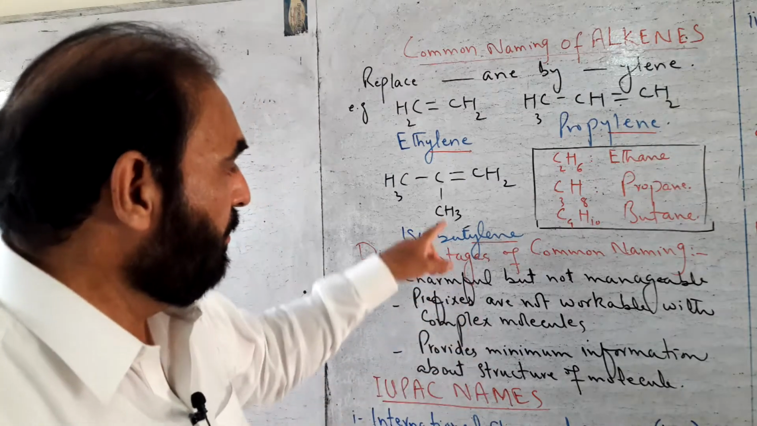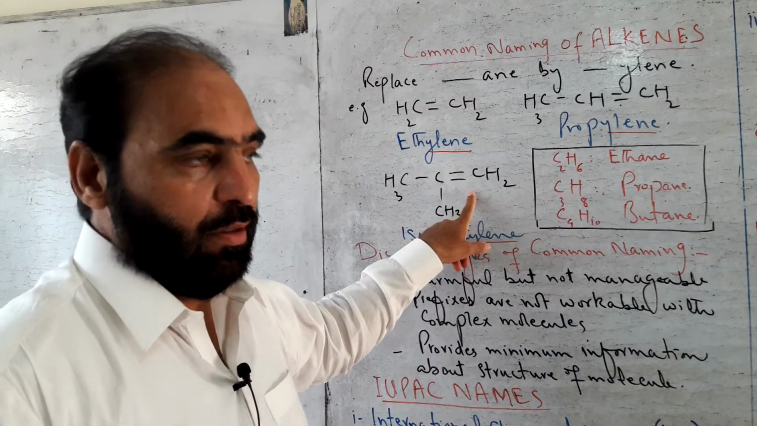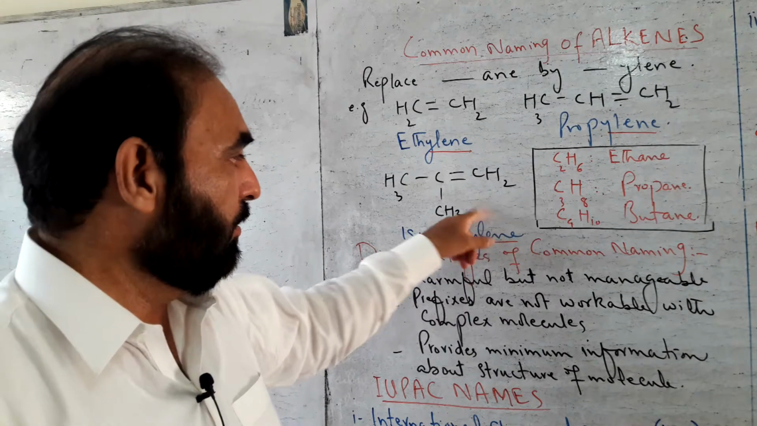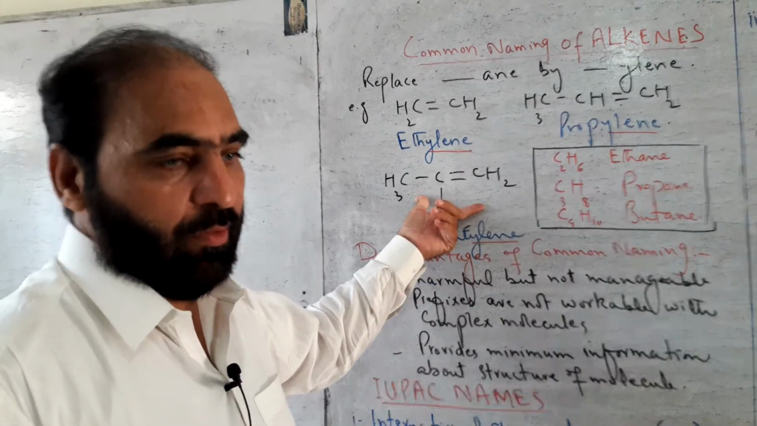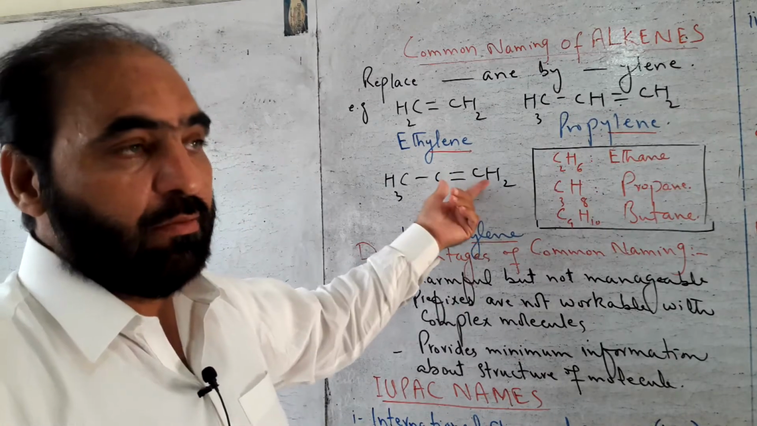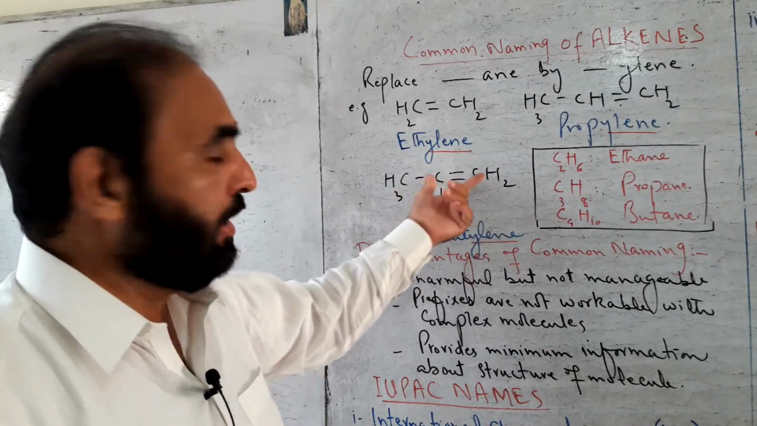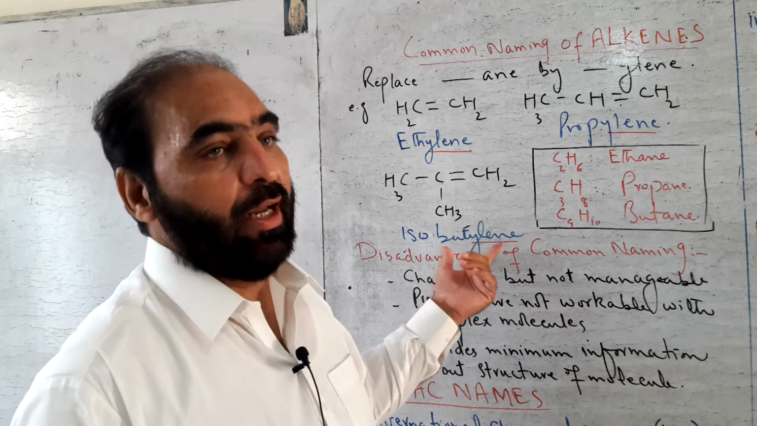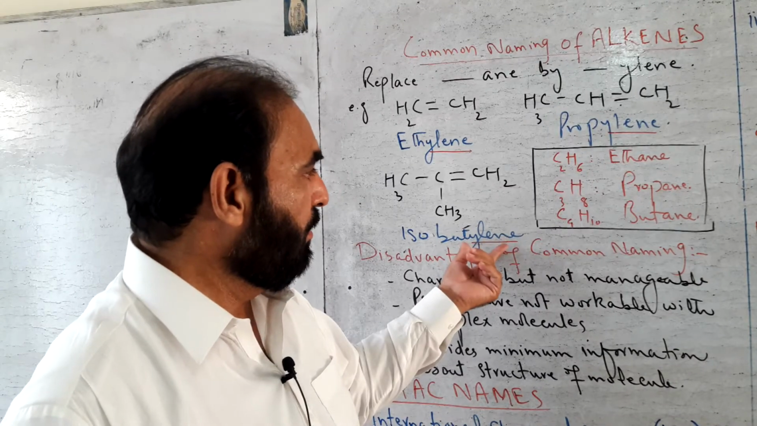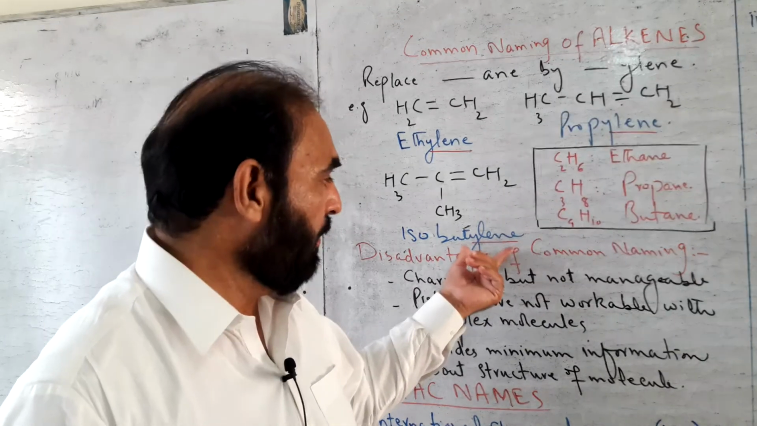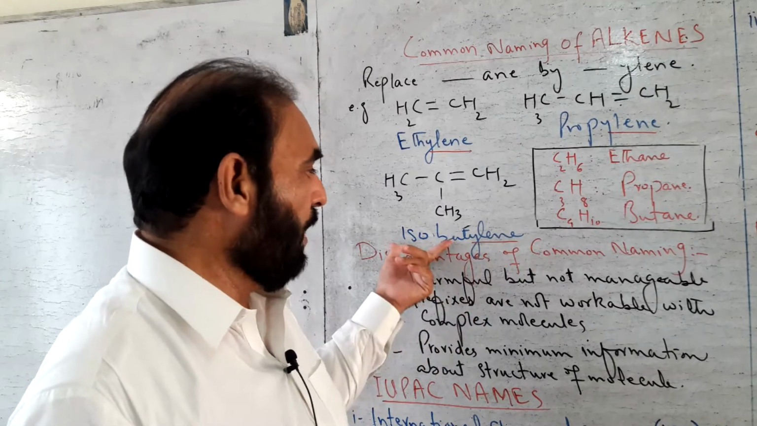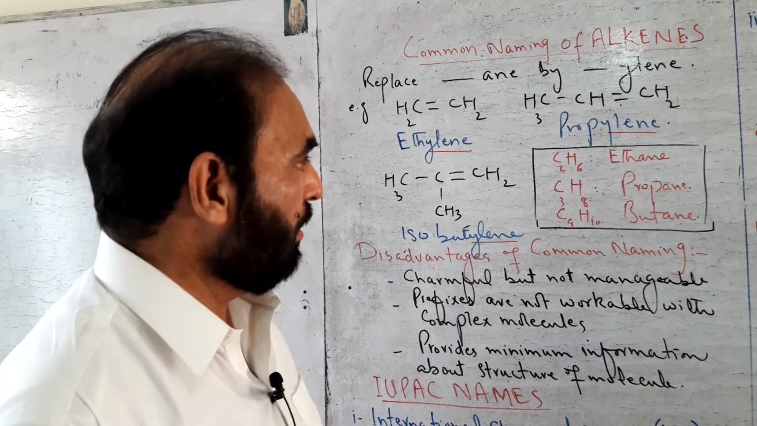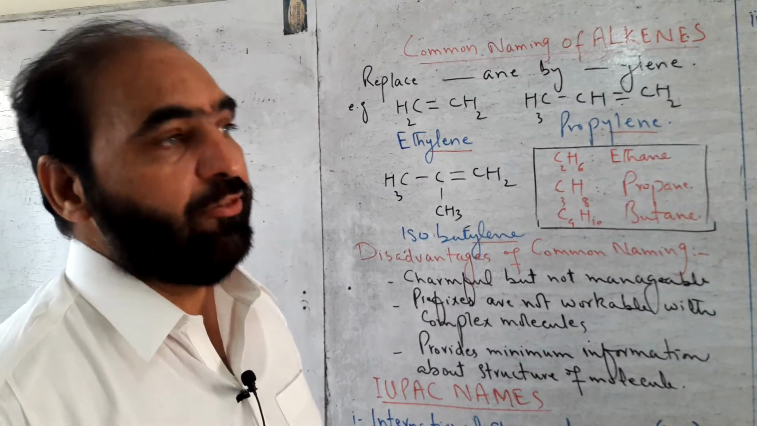The branched alkane with four carbon atoms, as we have learnt in previous lecture, also in chapter number 7, is isobutane. But when there are four carbon atoms with a double bond in branch form, it becomes isobutylene. Ane of isobutane has been replaced by ylene. So this is the method for naming alkene family.